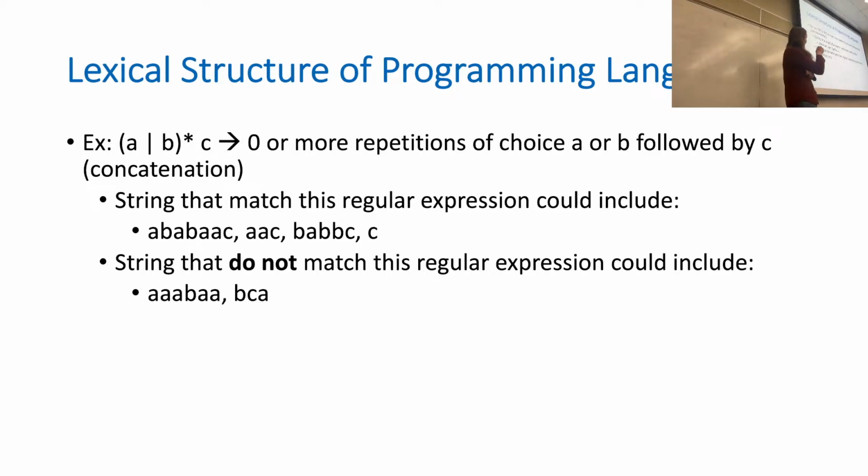Now, strings that could possibly match this little regex guy, right? A, B, A, B, A, A, C, that's fine. A, A, C, that's fine. B, A, B, B, C, that's fine. Just a straight C, just straight C. That works too, because the asterisk is 0 or more repetitions. So 0 repetitions, and there's no A, there's no B.